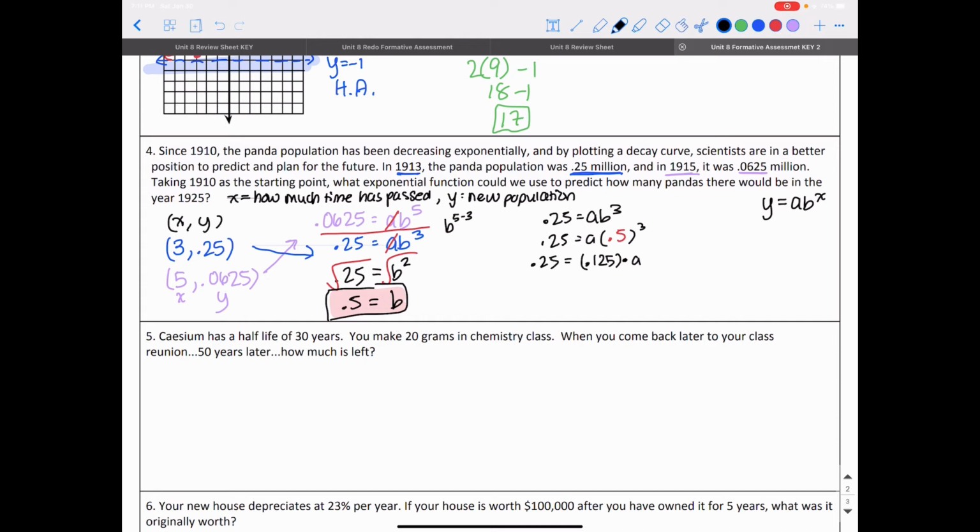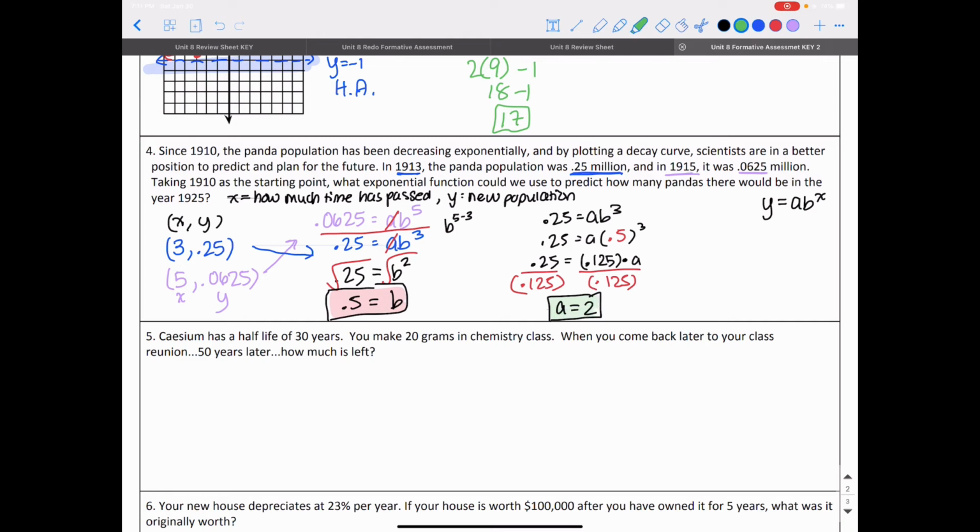I'm going to divide by 0.125 on both sides. And when I do that, I'm going to end up with a is equal to 2. So now a is 2. This is my initial amount.